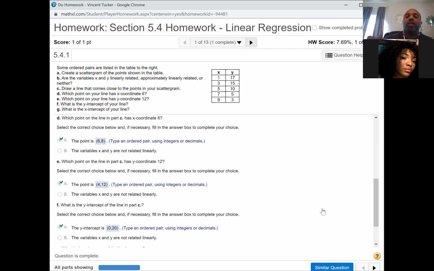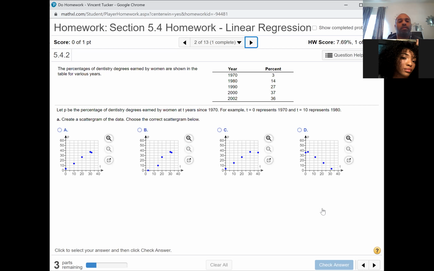All right. Next one, very similar. Create a scatter diagram. And here we have to be careful. Notice we start off in 1970. Your horizontal axis, T, is years since 1970. So that means 0 is 1970, 10 is 1980, 20 is 1990, and so on. So that's what we mean down there. And so we're going to graph these accordingly.